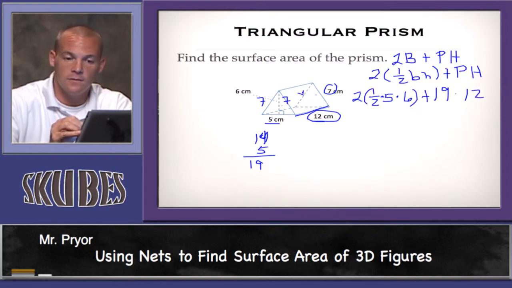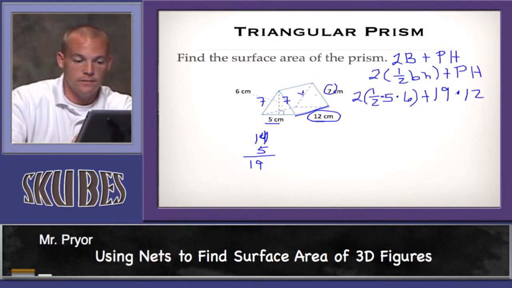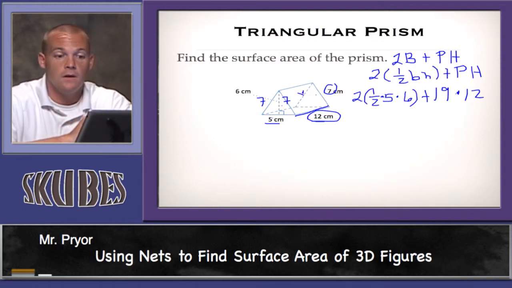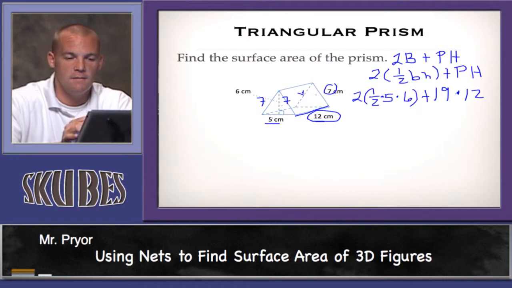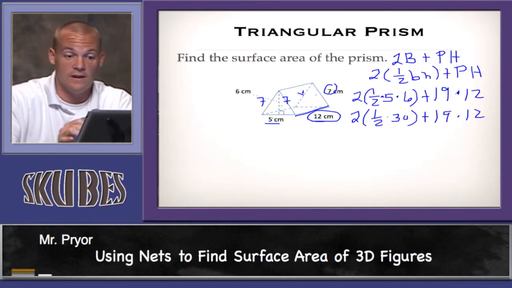So 19 times 12. So at this point, we just have a lot of multiplying to do. So we'll start with that one thing at a time. Let's start with the parentheses here. So 5 times 6 is 30. Alright, so we're going to do 1/2 times 30. Well, multiplying anything by a half is like dividing it by 2. So at that point, we can go ahead and just divide 30 by 2, which is 15.